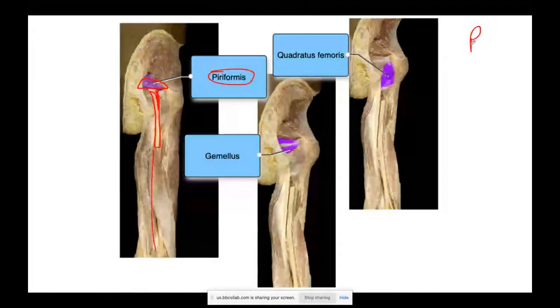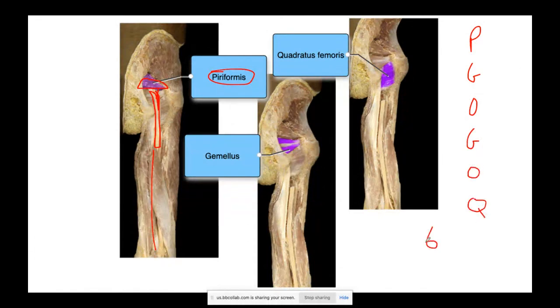Remember I said, please go quietly? And I said those are the 6 deep lateral rotators or external rotators of the hip. So piriformis is one of them. That's the highest one. That's this one. Then we have a gemellus muscle, which is here. That's the gemellus. Here is the quadratus femoris, the one all the way on the bottom. It's this one.